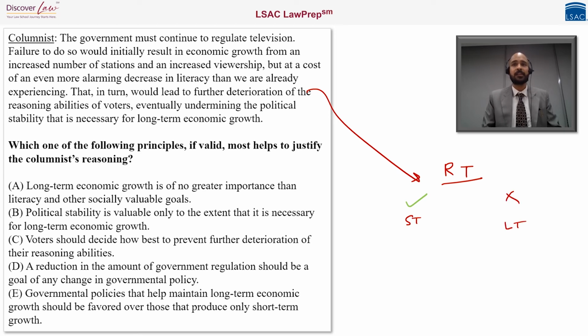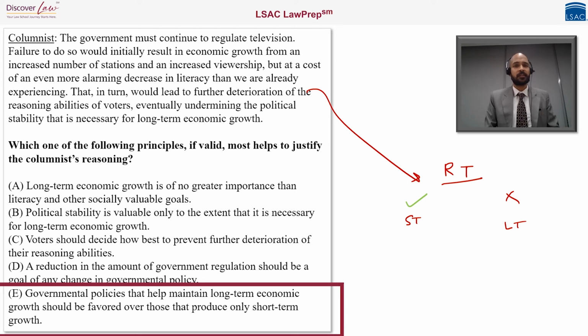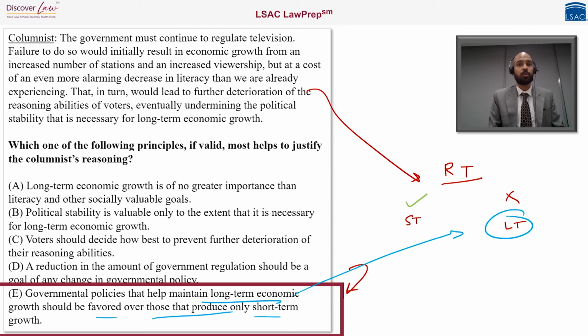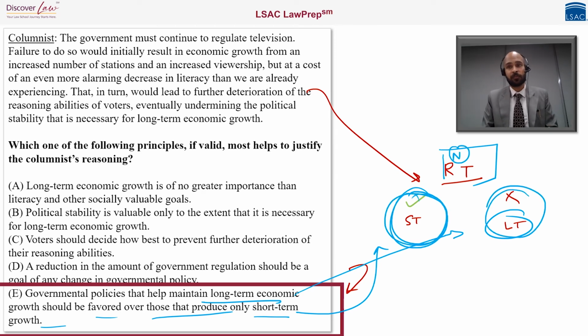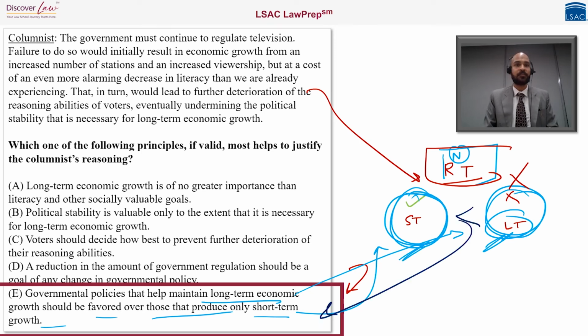Once you understand this, it becomes very obvious that the right answer is E. Look at the principle. It says governmental policies that help maintain long-term economic goals should be favored over those that produce short-term goals. So you see, when you have television that is not regulated, okay, you will have short-term economic growth but will not have long-term economic growth. Now you're saying here that we should not have this. It means it supports long-term over short-term, right? That's what the principle is, and that you can find in option E.